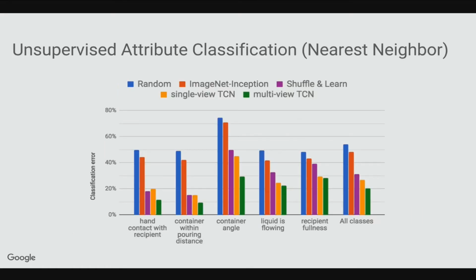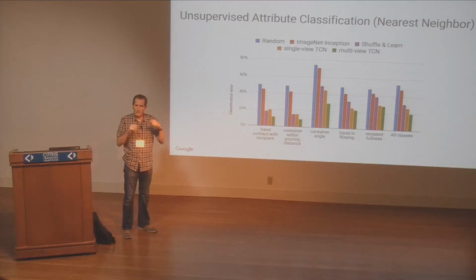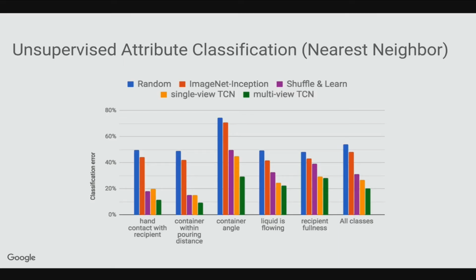And it works. This is, for example, a proxy task used to evaluate how well the representation is doing, by labeling events along the path. Is the container at an angle? Is the liquid flowing? Is the recipient full or not? Based on the representation learned by the time contrastive network, those properties are learned pretty well.